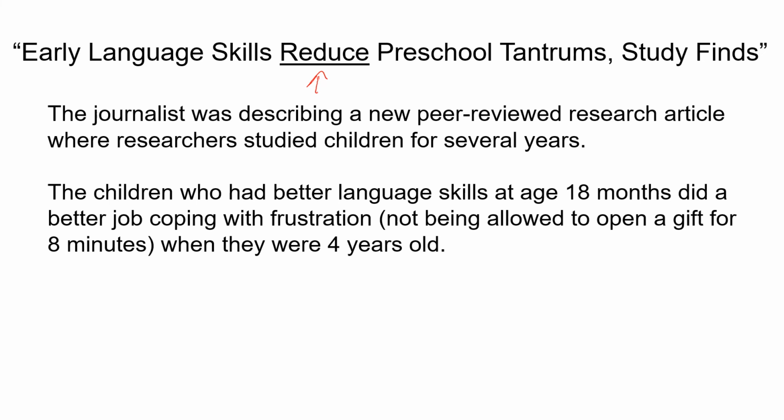So the journalist was describing a new peer-reviewed research article where researchers studied children for several years. So it's a journalist. First thing first, it's a secondary source. It's not an academic source. It's a non-academic source because it was a journalist. So you should already call into question. You should go to the source and find out what's going on at the source. While going to the source, the children who had better language skills at 18 months did a better job coping with frustration, not being allowed to open a gift for 8 minutes when they were 4 years old.